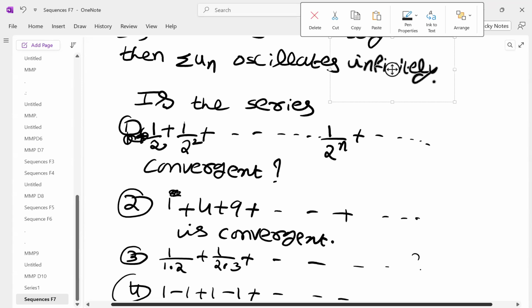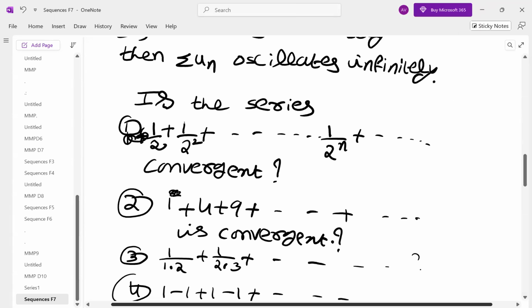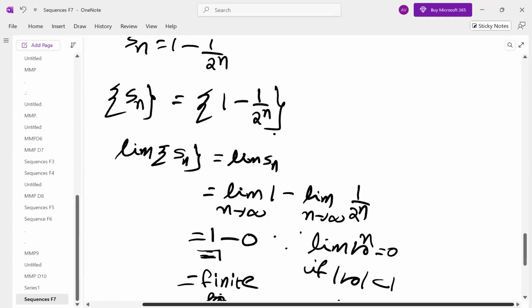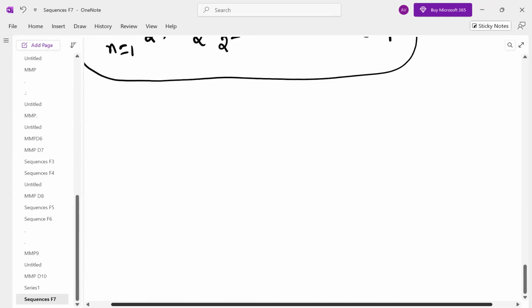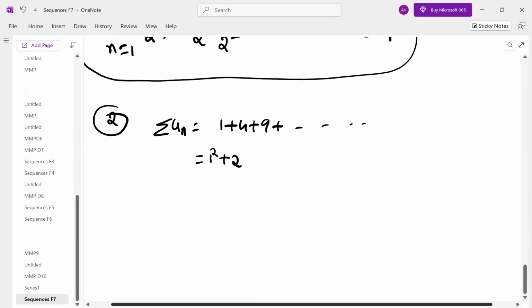1, 4, 9 and so on. Is it convergent? We have to test. So how to test again? First we must find Sn. Sometimes some questions can be done using only this test. So summation Un is 1 plus 4 plus 9 plus and so on. This is 1 square plus 2 square plus 3 square plus and so on, n square plus and so on. So first what you should do? Sn we must find: 1 square, 2 square, sum of the first n terms.